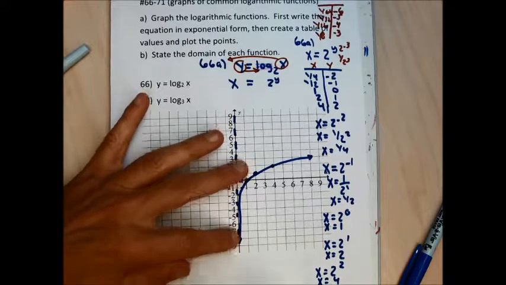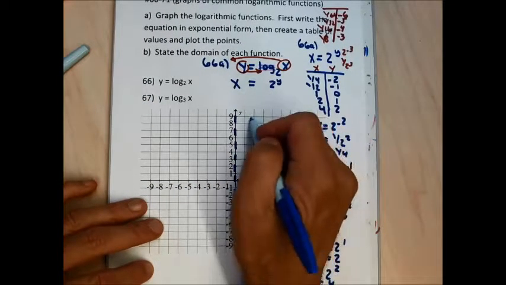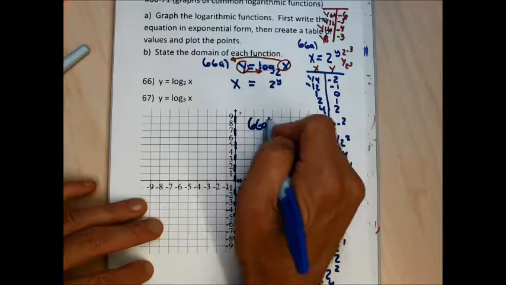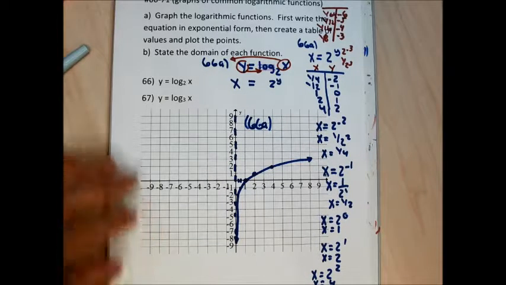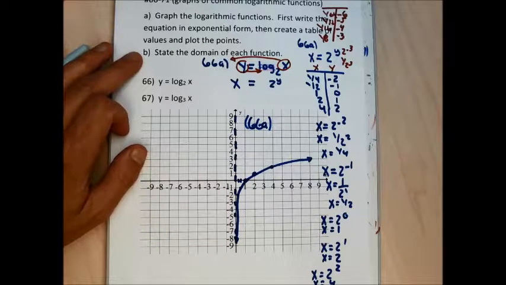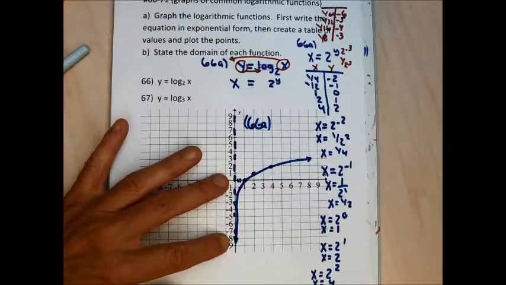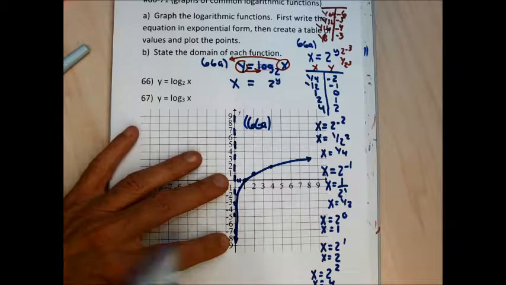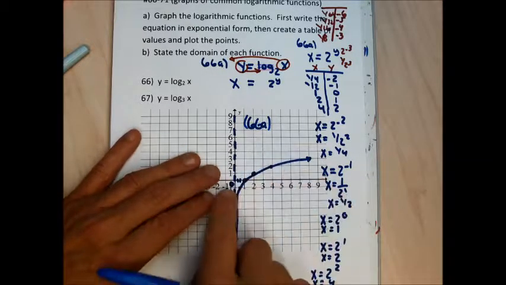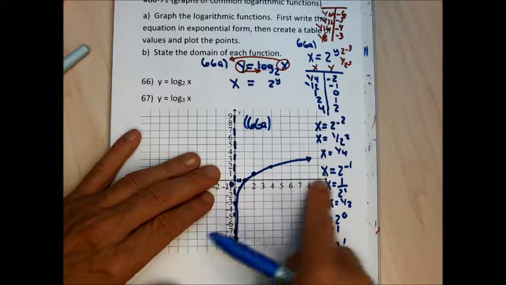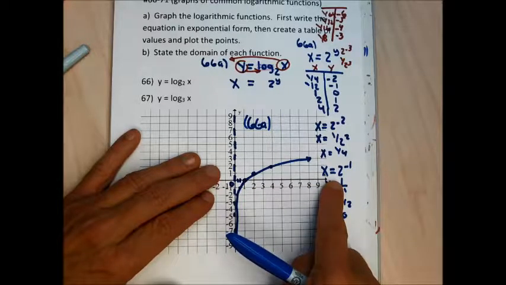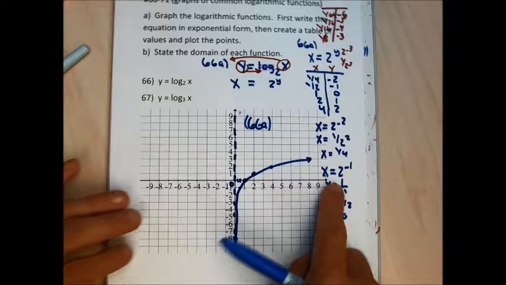So this is done with part 66a. This is making a table of values and sketching a graph. To find the domain of my logarithmic function, it's pretty easy if you have the graph to realize that this graph starts at 0 on the x-axis and goes off to infinity. I would say the domain is from 0 to infinity.